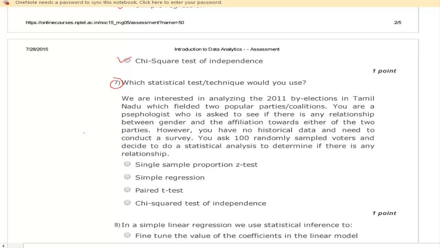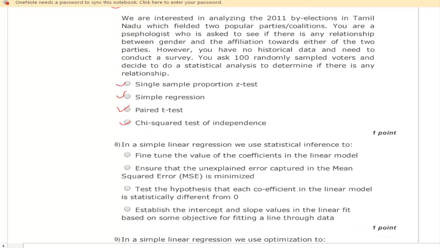So we've covered question 7. We've discussed each of the options there. Let's go to question 8.